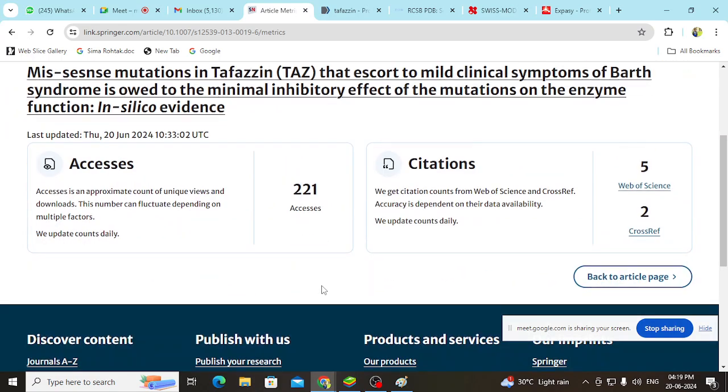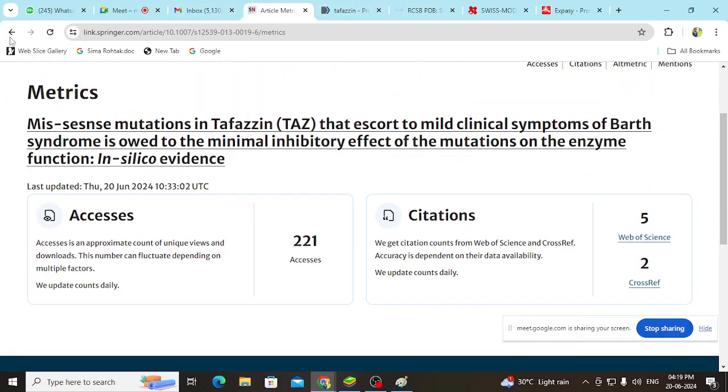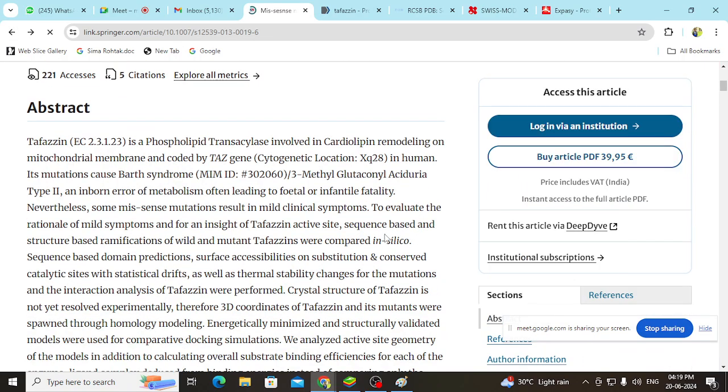Okay. So in this, what happened, we identified that the protein called tafazzin is a phospholipid transacylase. Phospholipid transacylase is a class of enzyme, and it is encoded by the TAZ gene. The cytogenetic location is the q arm of the X chromosome. Cytogenetic location means in which chromosome the gene is present. All the chromosomes have two arms.